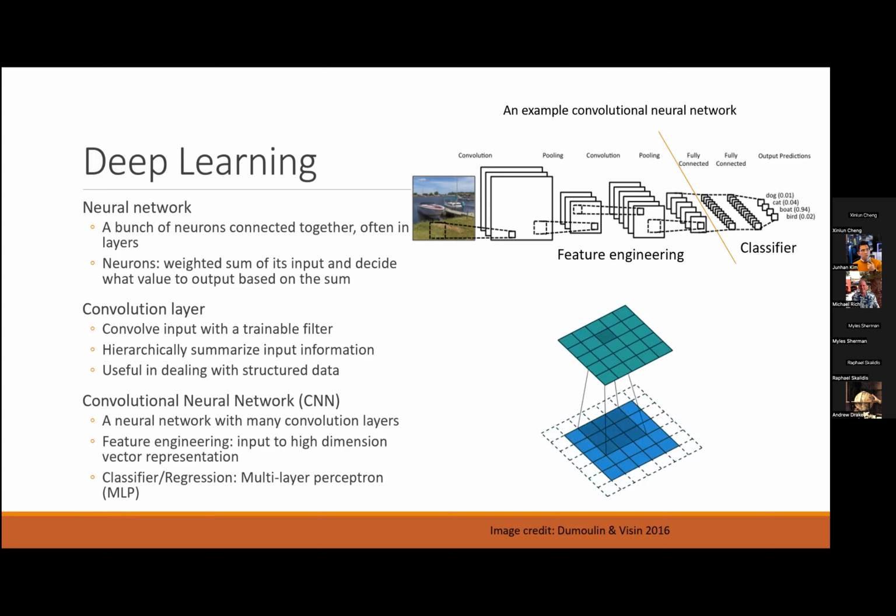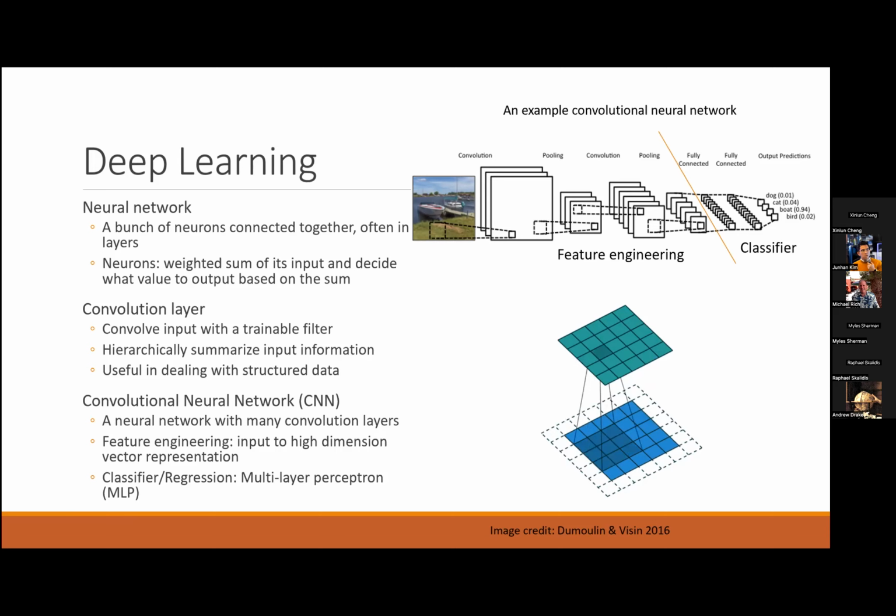Within the many types of neurons we could have, one of them is particularly interesting. It's known as a convolutional layer. A convolution layer basically convolves the input from here with a trainable filter. In this case, the filter itself is 3 by 3. You take a weighted sum of these pixels and you output it over here. This can be very useful in hierarchically summarizing your input information.